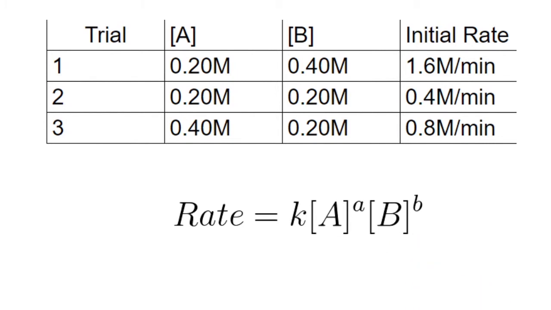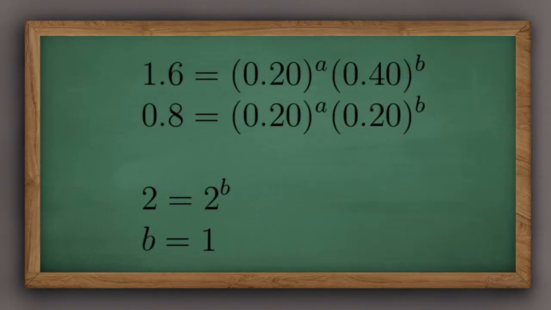In this example, we're given the concentrations of A, B, and the reaction rate. This information can be used to determine the exponents of A and B. Let's go see how now. If we plug in the values from trial 1 and 2 into the rate law equation, we can determine the value of B, and a similar process can be used to determine the value of A using trials 2 and 3. Now let's move on to reaction mechanisms.